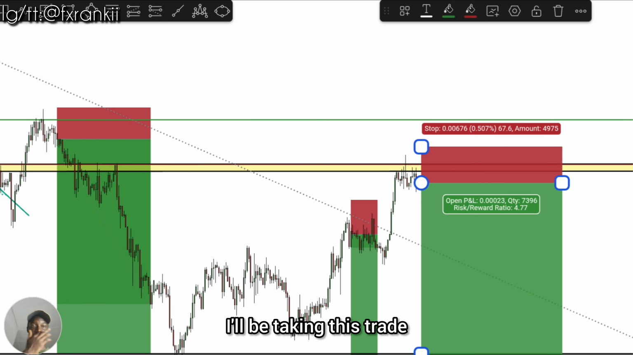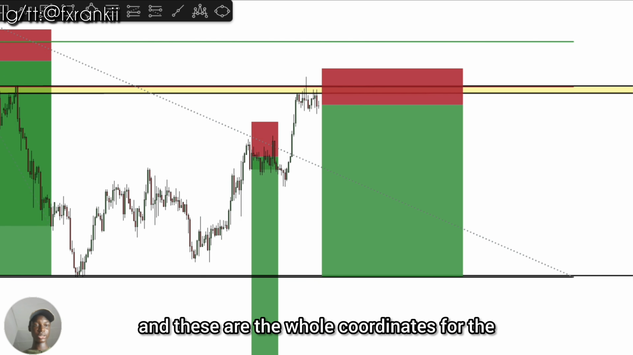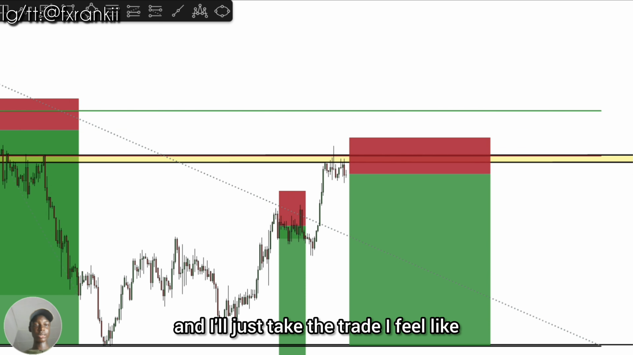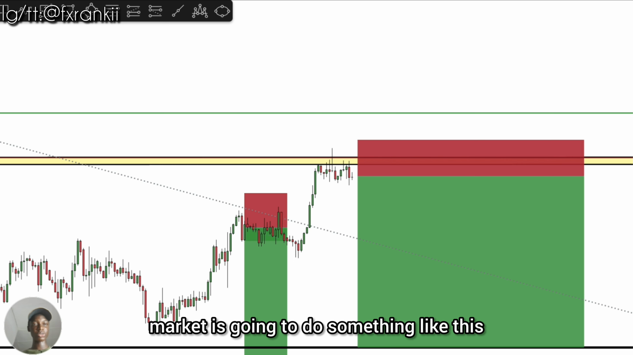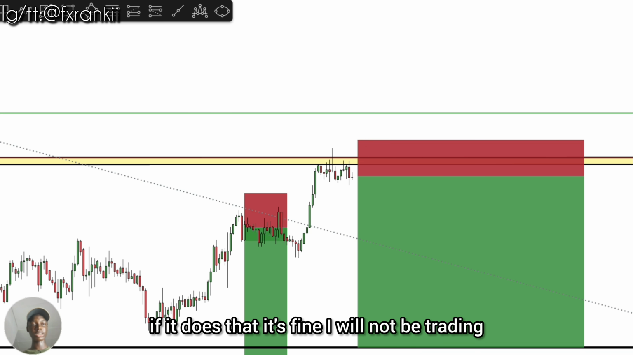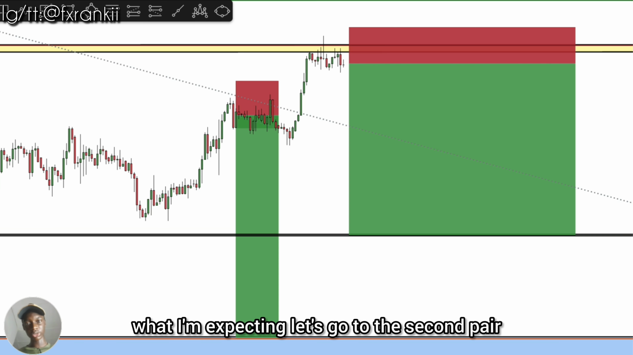I'll be taking this trade when the market opens on Monday, and these are the whole coordinates for the trade. So this is where my take profit is going to be, and I'll just take the trade. I feel like the market is going to do something like this and then drop, or if it does that, it's fine. I'll not be trading the pair, I'll be out. But this is what I'm expecting. Let's go to the second pair.